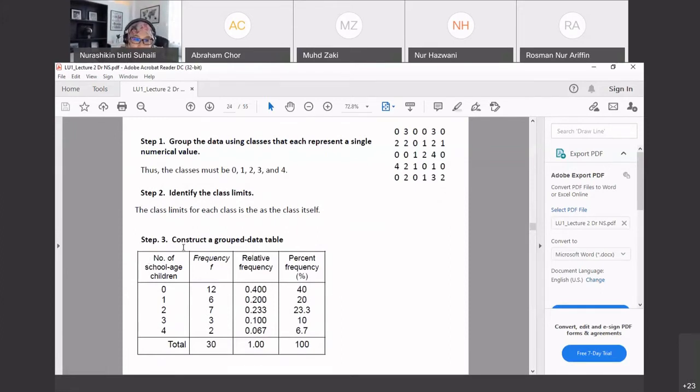Okay, this one. This is what I meant by frequency: the data exists in the form of a table whereby there is a frequency. Frequency means how many times it happened. For example, here, this is the number of school-age children. For 0, there are 12 times. For 1, there are 6 times. So in order to find the average, you apply this formula just now.